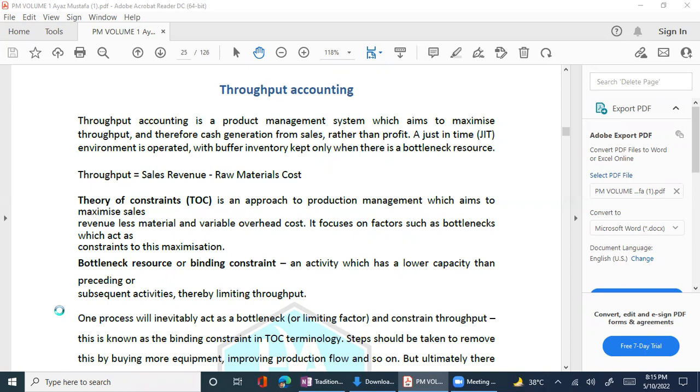Now moving to our today's topic. Throughput accounting is basically a production management technique used to manage the products. This topic deals with situations where we have a bottleneck. A bottleneck means a binding constraint. A binding constraint means anything which limits the activities. For example, if an output needs to go through three processes, let's say process 1, process 2, and process 3.